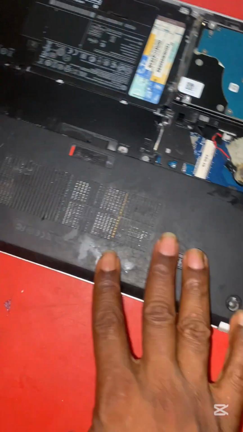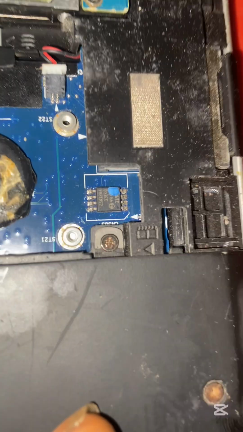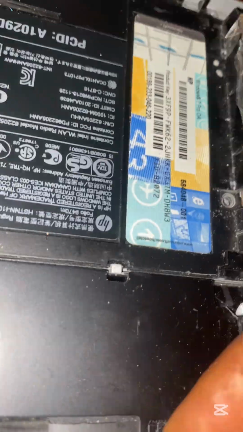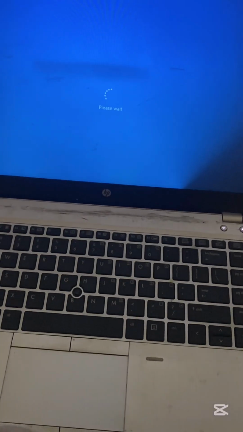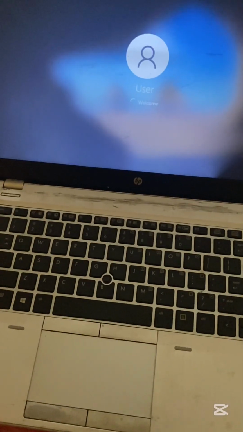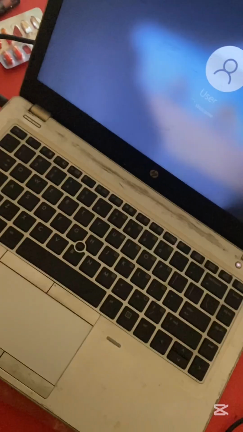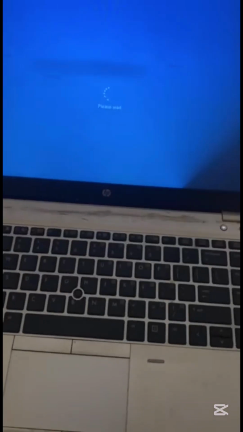Do not lose any knot. Tighten back all the knots that you have removed from the system, and then you boot it. Turn it on. You see the system is now booting.